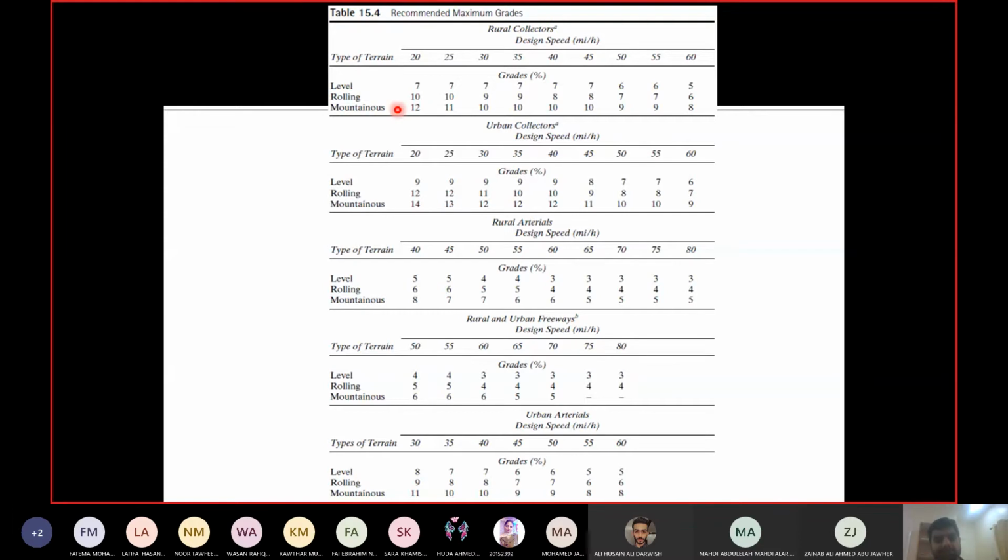Then when speed increases, gradient decreases. Again, I've already discussed. Heavy vehicles as well as cars can have problem on steep gradients. So if you want to maintain high speed on the road, you must make the gradient flatter. So whenever the speed is increasing, the gradient is becoming flatter.